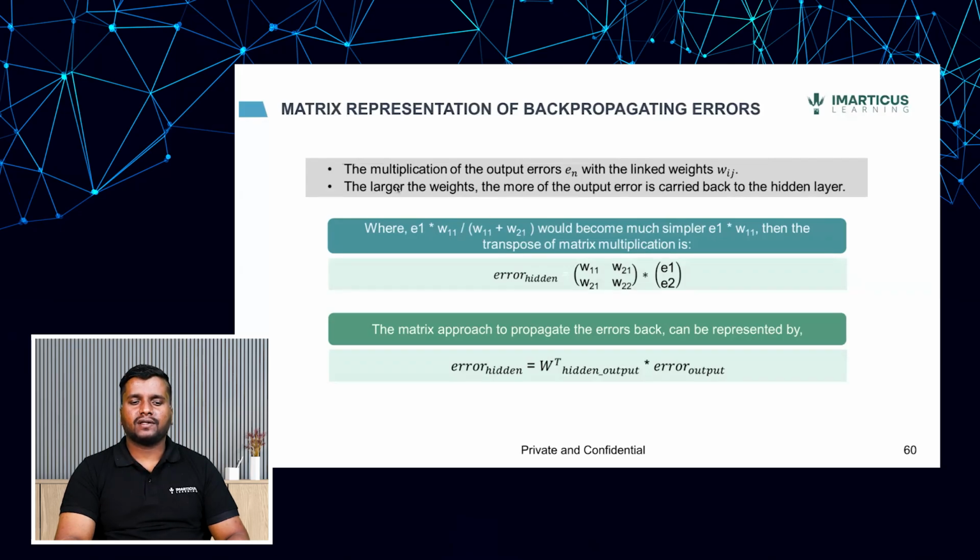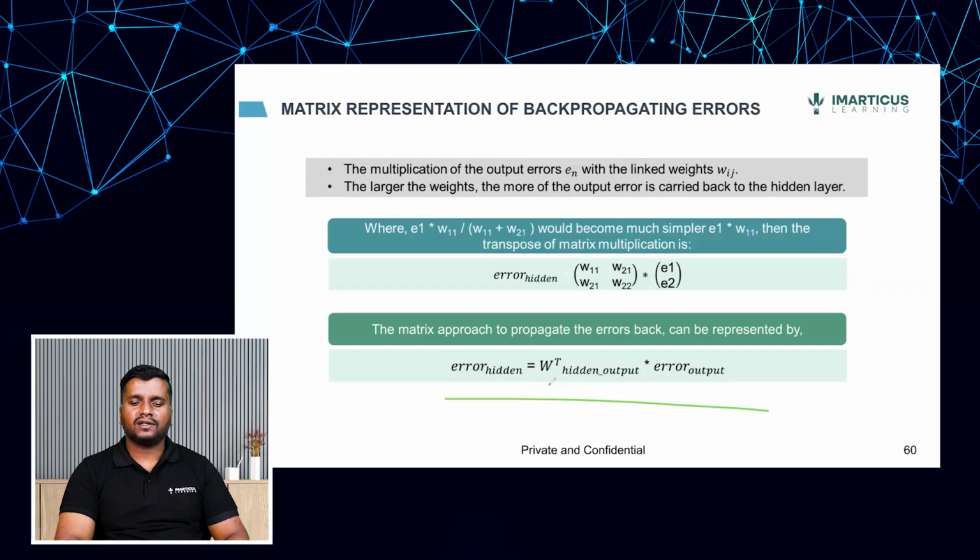Here what is happening is the multiplication of the output errors En with the linked weights Wij, and the larger the weight, the more of the output error is carried backwards to the hidden layers. So the matrix approach to propagate the error back can be represented as hidden error is equal to W transpose of hidden output into error of the output. So this is the equation for the hidden layer.